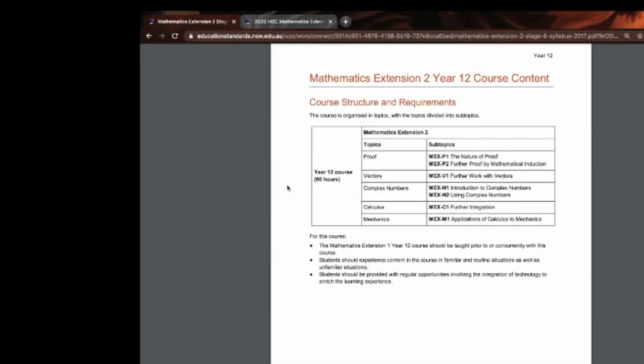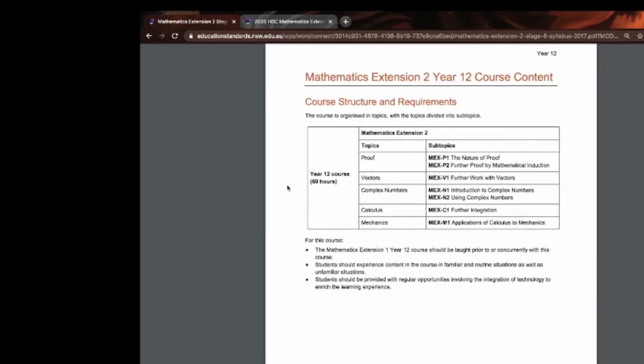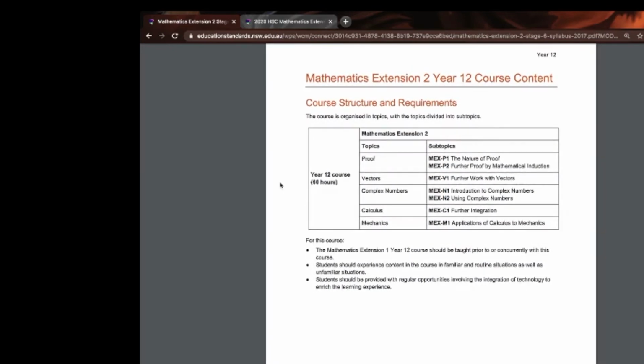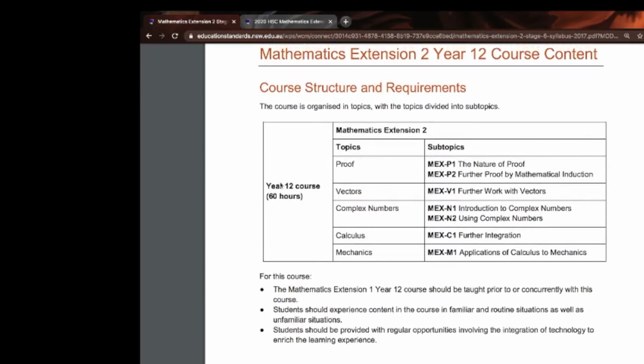The Mathematics Extension 2 Year 12 course content. Before I go through these topics, I think I really need to emphasize how important it is to really understand your Year 11 content in both Extension 1 and Advanced. And throughout the year, you need to make sure that you really hone in on the Advanced and Extension 1 topics, because these topics lay the groundwork, which, as I said before, are expanded upon in the Extension 2 course.